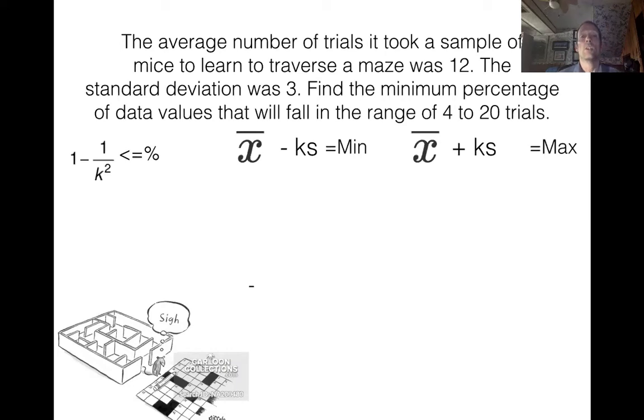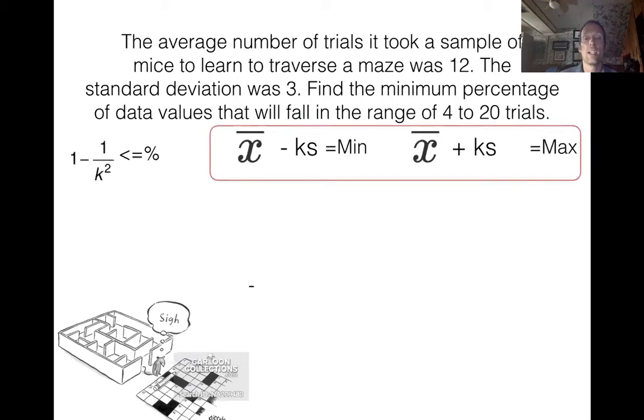Okay, so as we think about this setup, it's a little bit different than the last setup. This time, if we try to work the proportion on the far left, our formula reads 1 minus 1 over k squared is less than or equal to a percent. There's no percentage to set things equal to this time. So what that's telling us is we're going to have to work the formulas on the middle and on the right side, find a value for k, and then plug it back into the proportion to get our final answer.